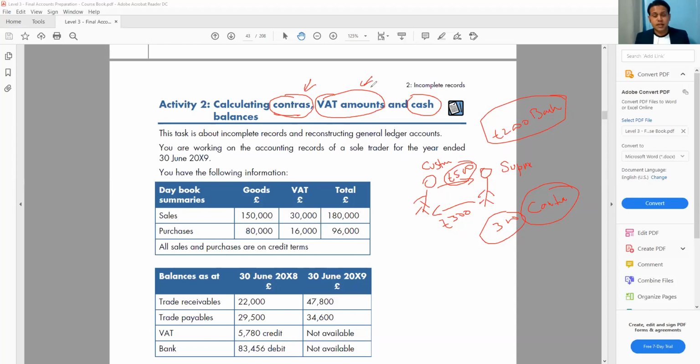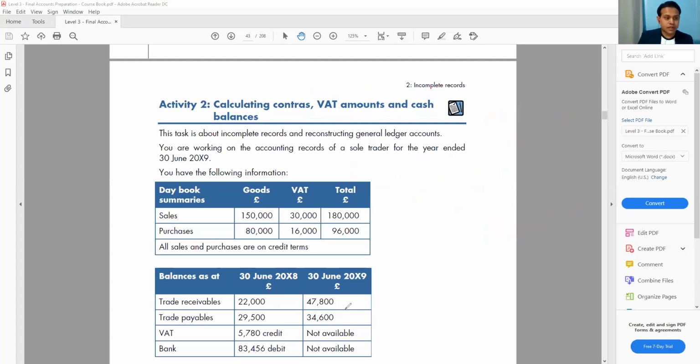VAT has two sides, one is the debit side, another one is the credit side. It is all liability. When I have to pay more VAT, I record it on the credit side. When I have to pay less VAT, I record it on the debit side. Recording on the debit side means reducing the liability, and recording on the credit side means increasing the liability. And the cash balance is all about how much money we have. So let's have a look at this question. Let's read this question so we'll understand more.